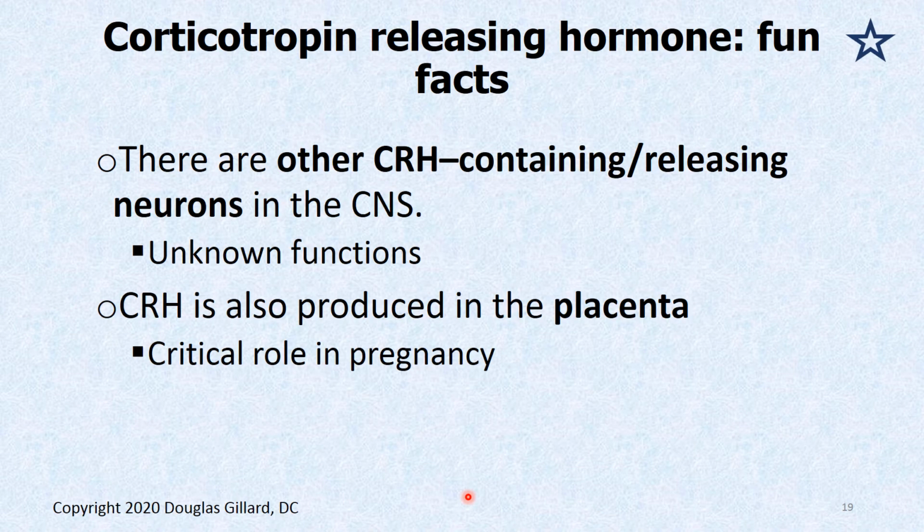Fun facts about CRH. There are other CRH containing and releasing neurons in the CNS. So in the brain, there's more of these things, and we don't understand what they're doing there. So CRH is a lot more important than just, that's super important too. It's important. You got to have it for life, right? You have to have cortisol. But there's other things we're still discovering about it. It's also produced during pregnancy in the placenta, which we're not going to get into, and that's kind of not a mainstream concept there.